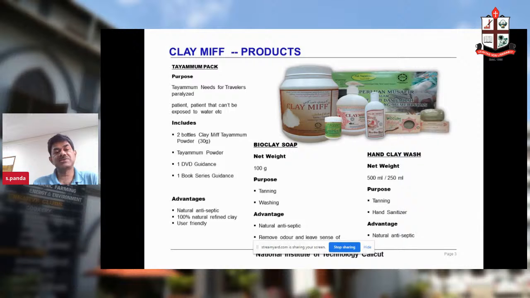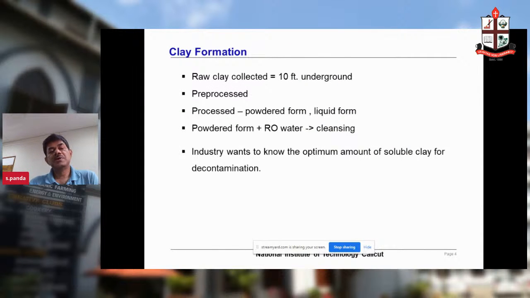So these three interactions, how you can model or describe them mathematically, that is the main idea. As you know, in this particular product, we have clay formation. So how will we do this?